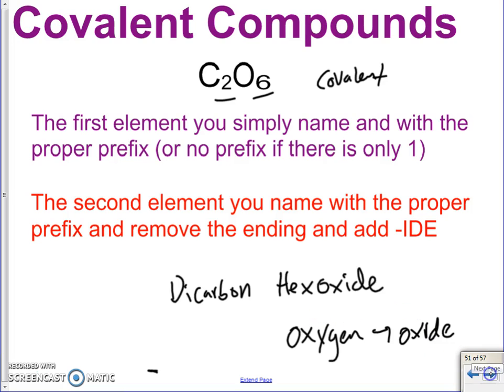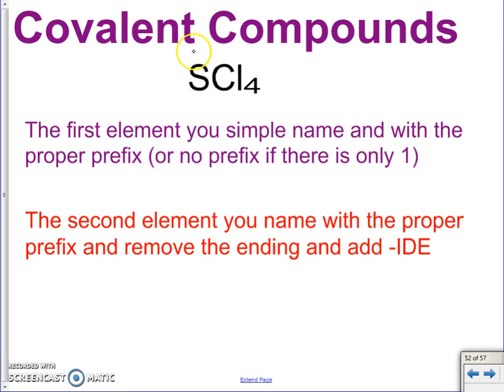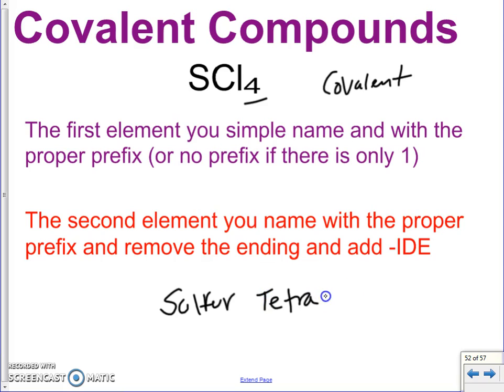Okay, so let's look at another one. SCl4. So notice S and chlorine, Cl, are both on the right side of the stair step. So again, we are going to have a covalent compound, and we're going to name it sulfur. Notice there's not a subscript here, so there is just one, so we do not need the prefix. So we're just going to say sulfur. And then we see 4, which is tetra. Okay, and then chlorine becomes chloride. So we end up with sulfur tetrachloride. And again, because there's no prefix here, we understand that that means there's just one sulfur.